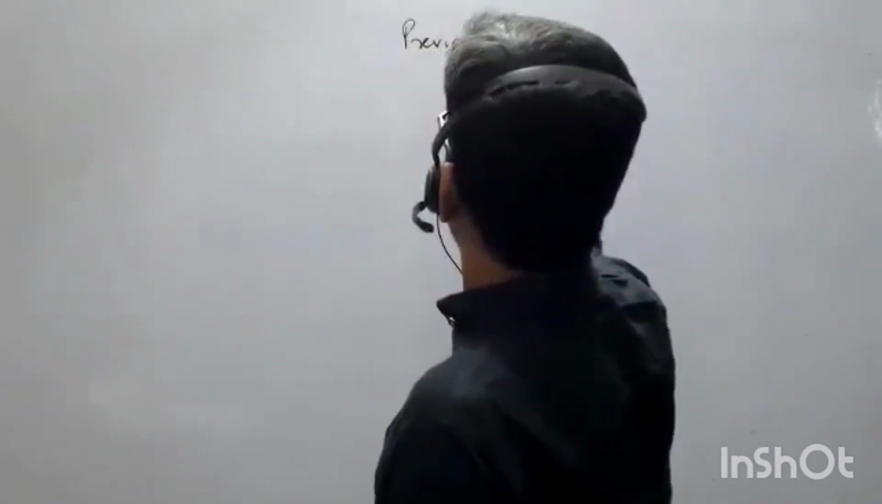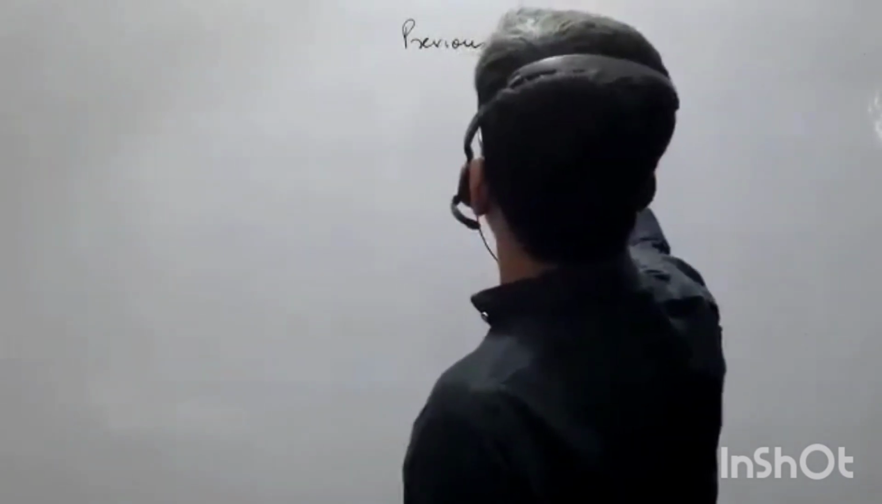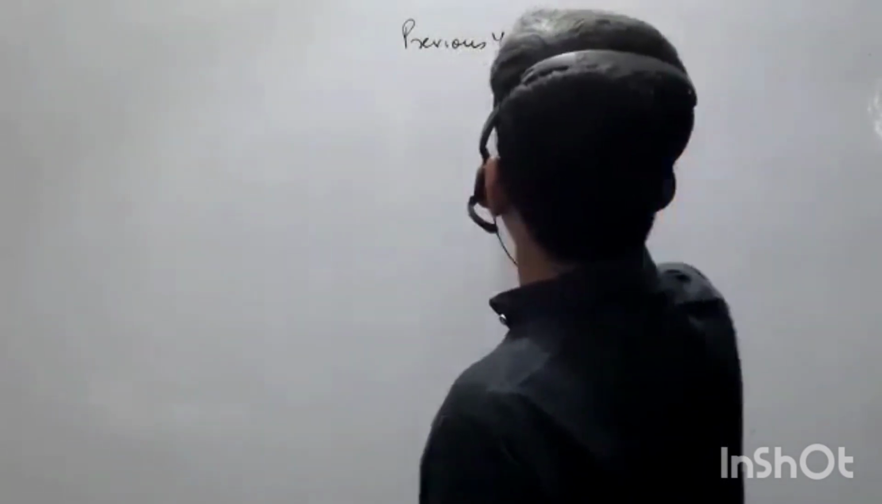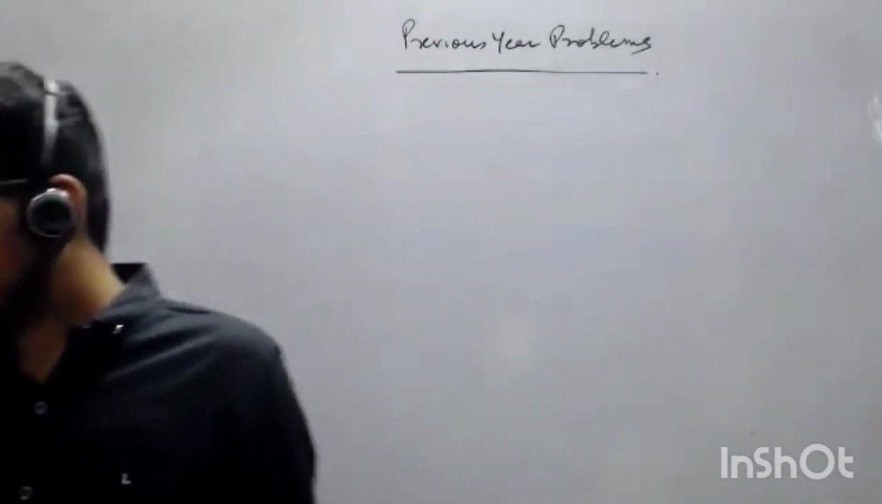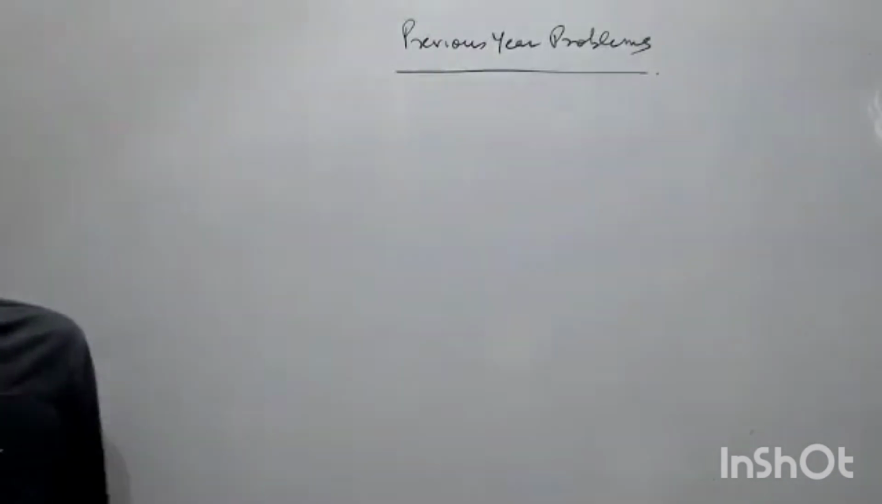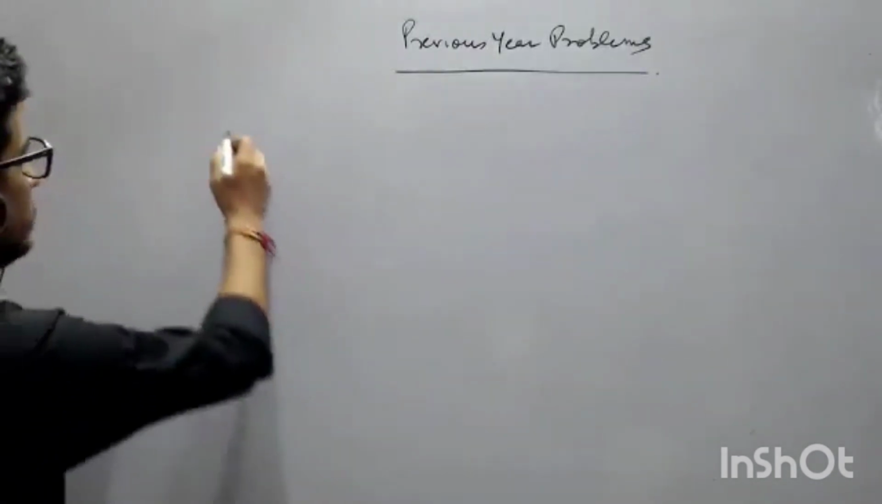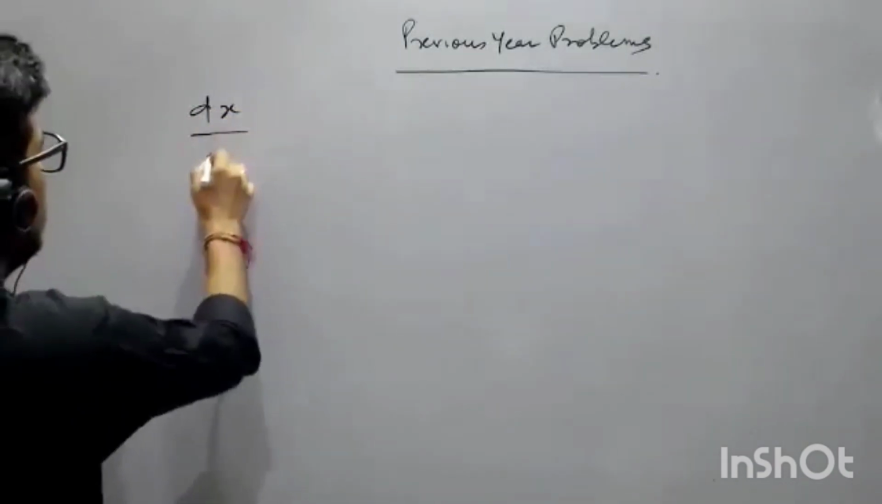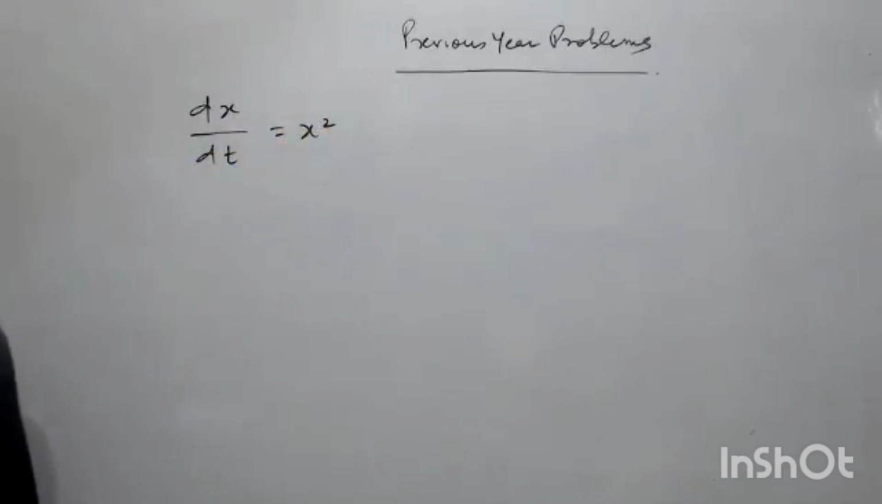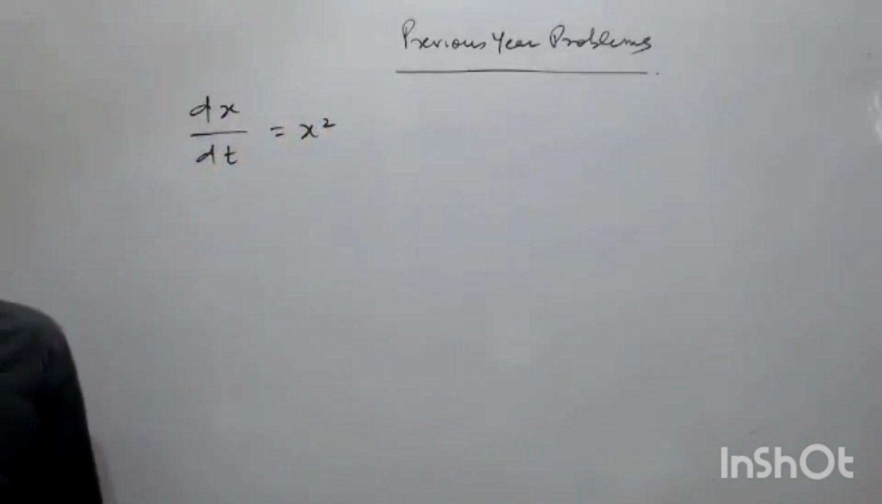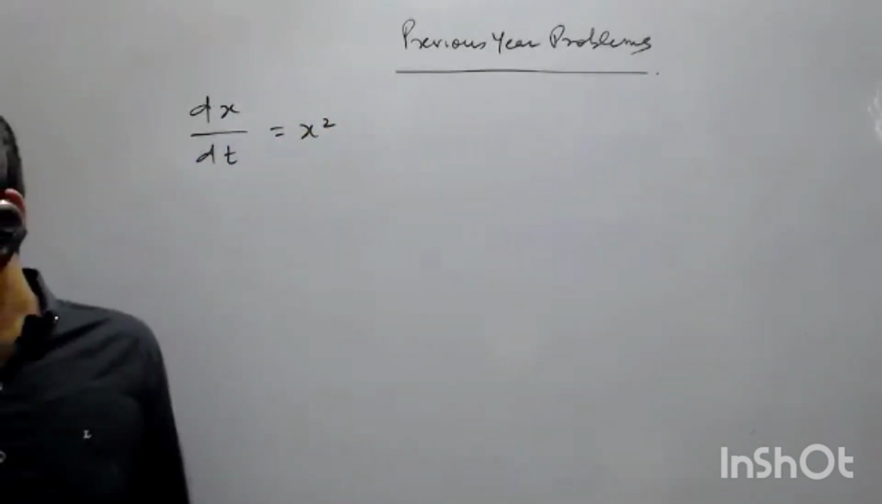Now I am discussing previous year problems from here and there that I am going to discuss. So let me take the first problem. There is a differential equation dx by dt is equal to x square. This is the differential equation, and it is given that x0 is equal to 1.